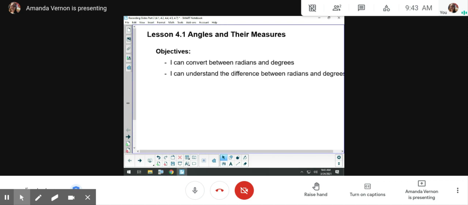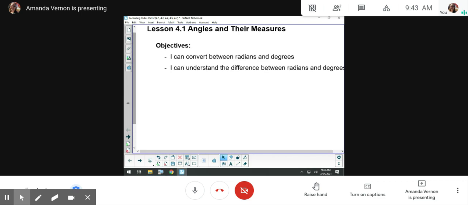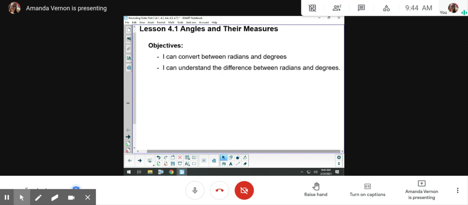Good day, students. Today I am here to teach on lesson 4.1, and this will be the second day that we will be spending on this unit. Today we're going to be talking about angles and their measures, specifically focusing on two objectives. Those two objectives are converting between radians and degrees and understanding the difference between radians and degrees.